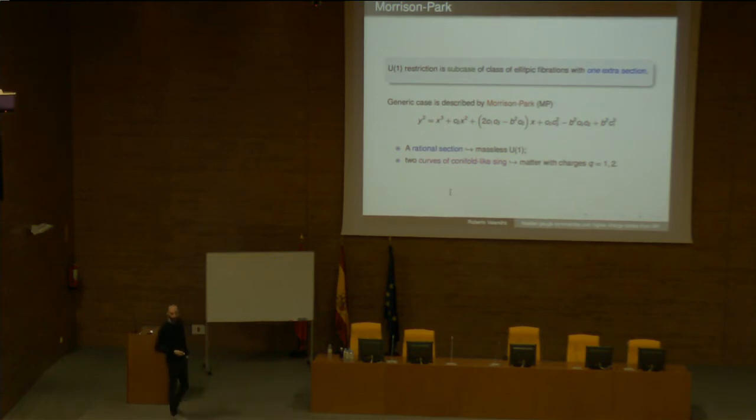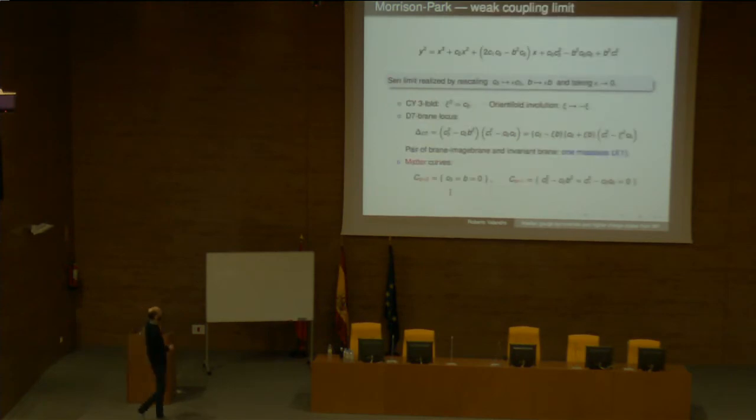Can we understand this at weak coupling? Well, let's apply the same limit to the Morrison-Park. This is done by taking this scaling and then sending epsilon equal to 0. The type IIB Calabi-Yau double cover of the base is given by this expression, with the involution chi to minus chi. And then the D7 brane locus splits into these two, which once we intersect with psi actually splits into 3. So at weak coupling we have 3 branes. 2 are images of each other, and 1 is an invariant brane. So in this setup, we again expect 1 massless U1. So we are happy: we obtain the same that we expected directly from F-theory.